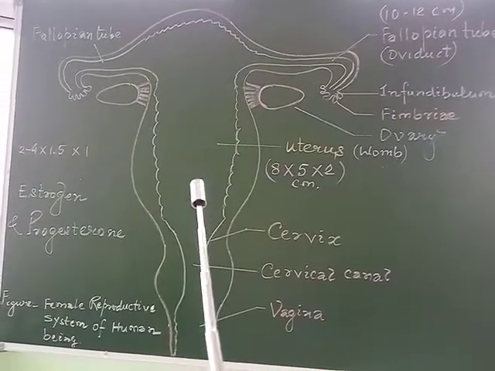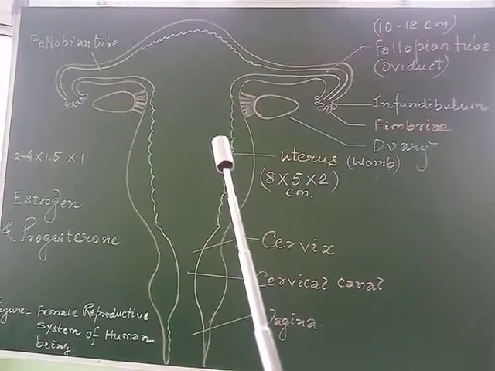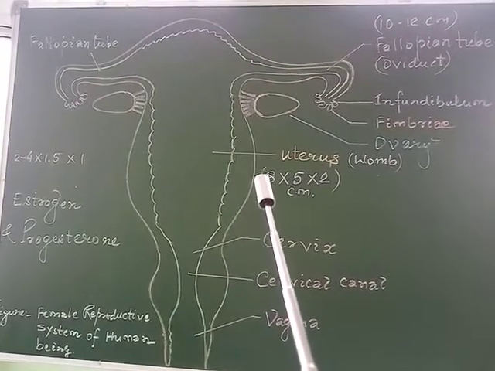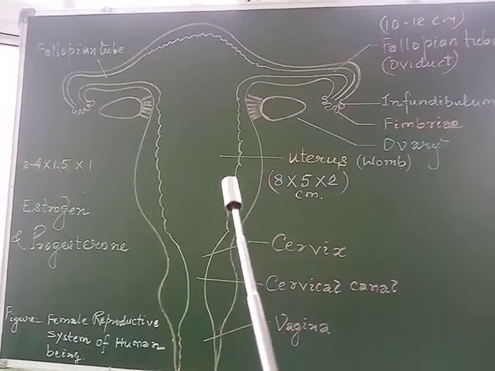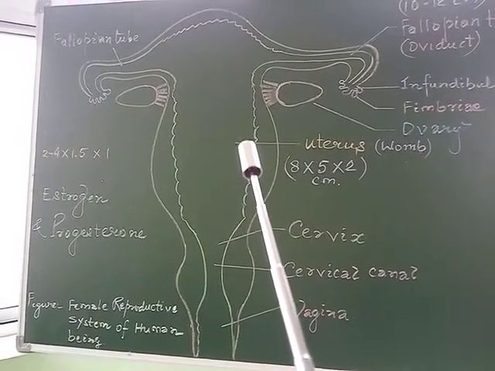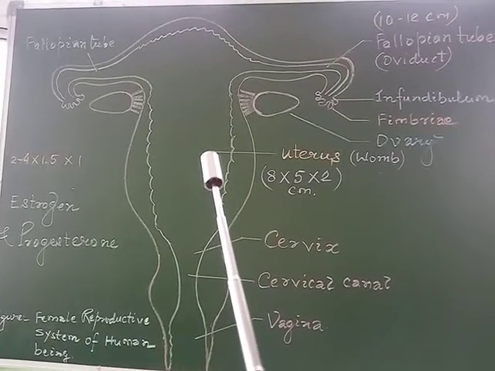As for the function of the uterus, the uterus receives the ovum from the fallopian tubes, forms the placenta for the attachment of the fetus, and expels the baby at the time of birth.